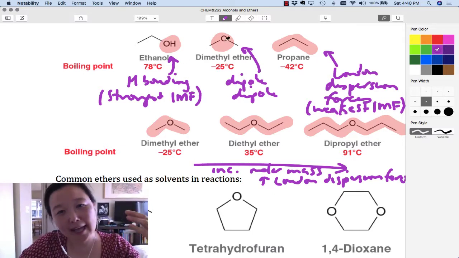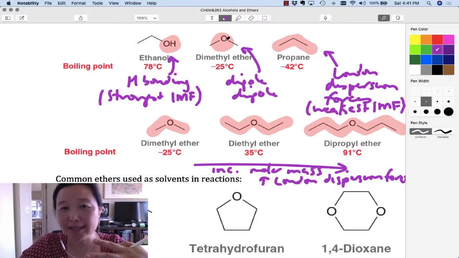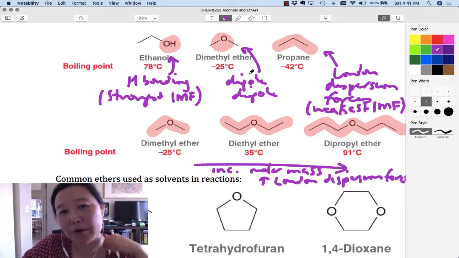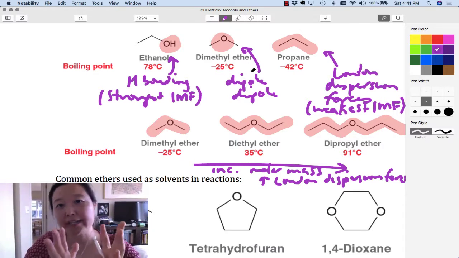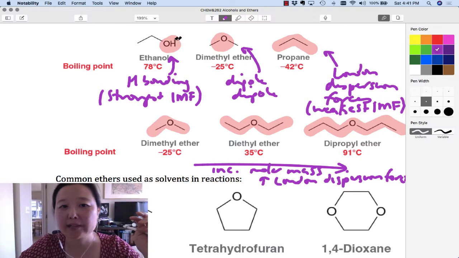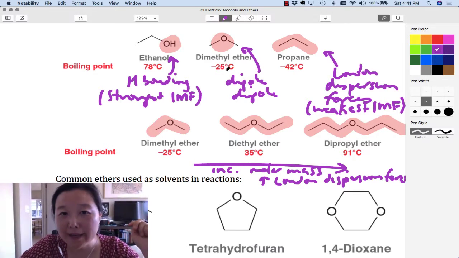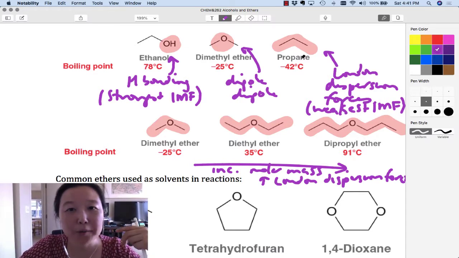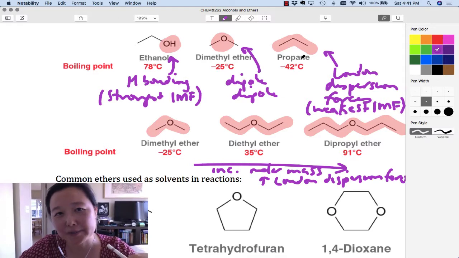When you decrease that by doing dipole-dipole only, you don't have the hydrogen for a stronger dipole, you have sort of an intermediate dipole. So for dipole-dipole, it's got attractions, but it's not as strong as hydrogen bonding. It's pretty dramatic actually, right? 78 degrees to -25. So that's pretty dramatic a change. Propane has even weaker dispersion forces. You can see from its boiling point that it's quite decreased.